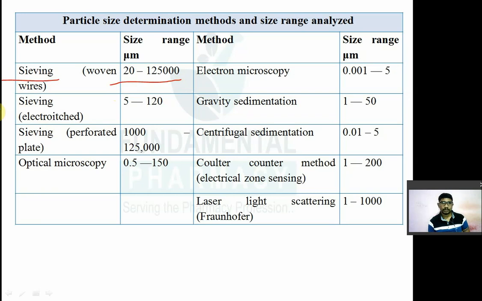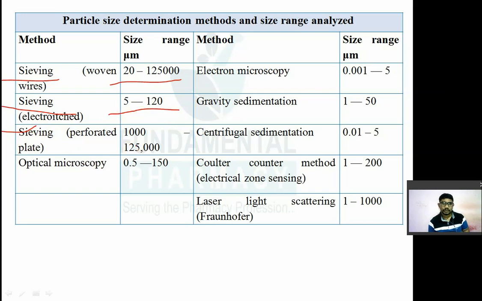Then again by sieving method, in this case the sieves are electro-etched or photo-etched. That means a laser beam is directed onto a particular cloth, and through the laser beam, perforations, holes, are made in it. So that is the electro-etch and photo-etch. Sieving, electroetched or photoetched, you can determine the particle size in range of 5 to 120 micron.